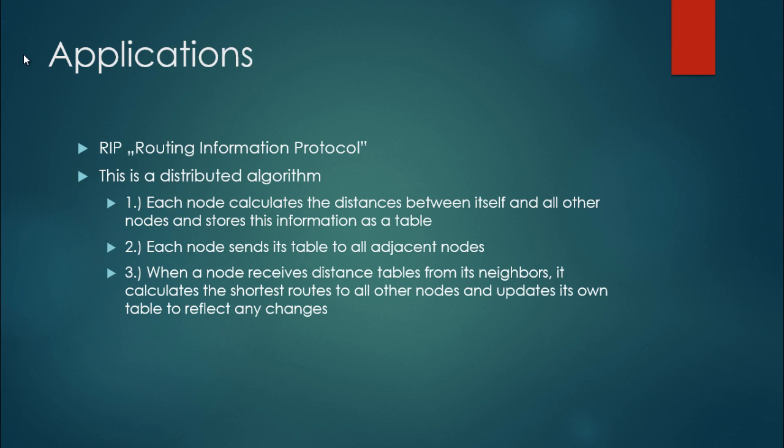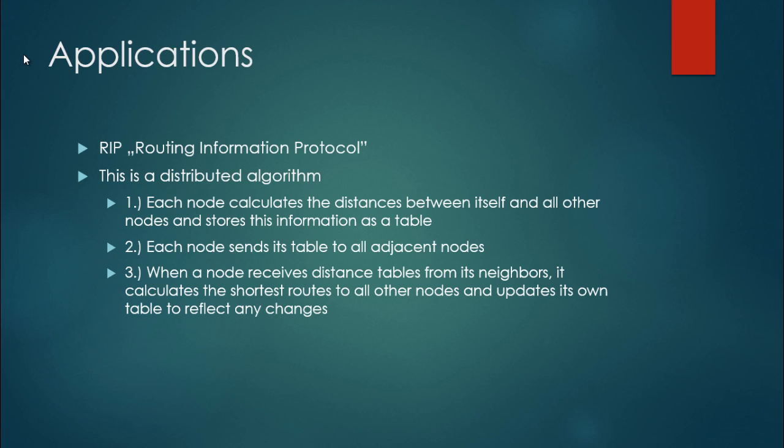So the applications: we can use it in RIP, the Routing Information Protocol. This is a distributed algorithm. Each node calculates the distances between itself and all other nodes and stores this information as a table. It is a networking protocol and a networking algorithm, so that's why it's important. The second step is that each node sends its table to all adjacent nodes. And when a node receives distance tables from its neighbors, it calculates the shortest routes to all other nodes and updates its own table accordingly in order to reflect any changes.